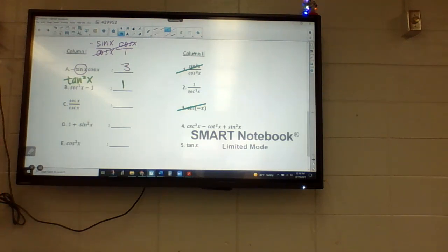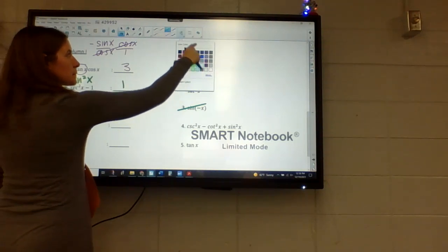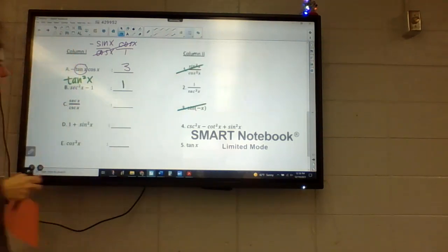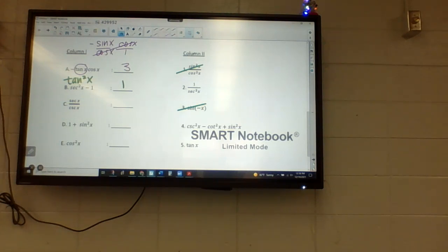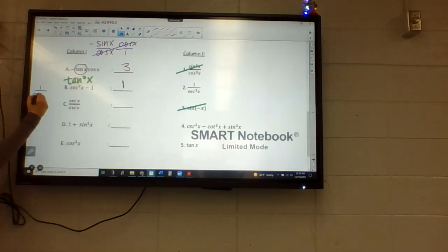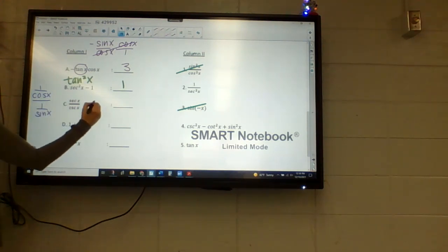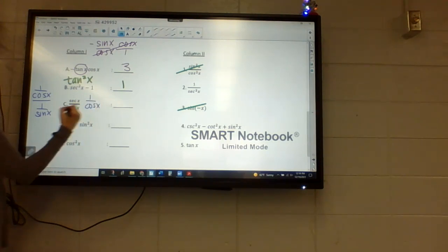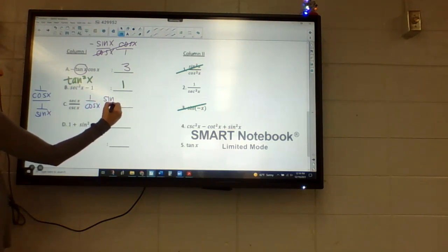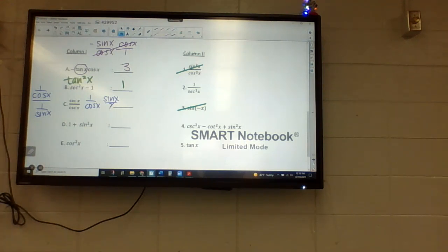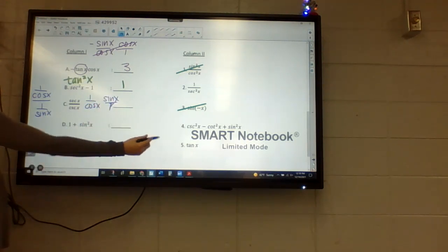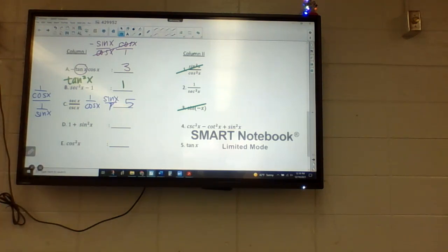Now, secant over cosecant. Anytime I'm stuck, a lot of times it's a good chance to try and use sine and cosine. So this is 1 over cosine, and then this is 1 over sine. So I multiply by the reciprocal. So this is 1 over cosine times sine over 1. Should be a 1 on the bottom. And then sine over cosine is just tangent, so this gets us down to 5 there.